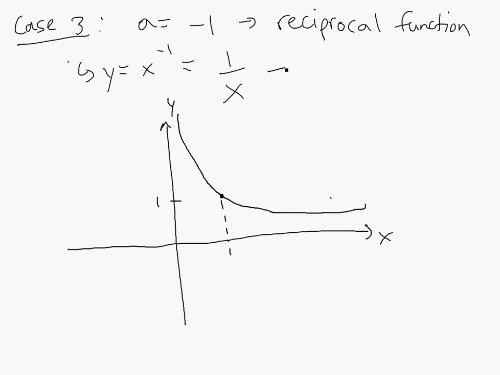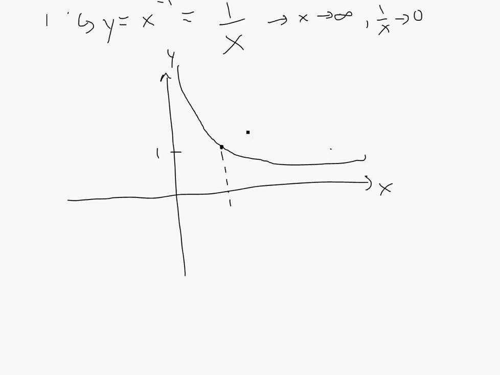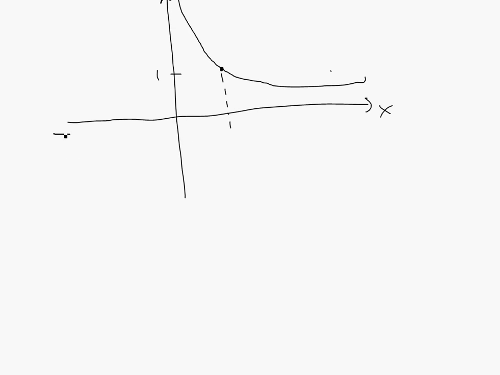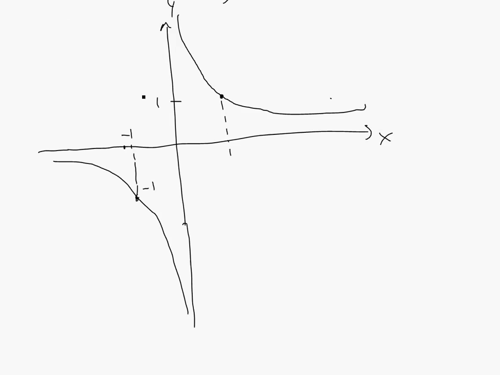So as x goes to infinity, 1 over x goes to 0, and vice versa. And then if you go to the negative side, it's going to be similar to that, except it's going to be negative now. It's going to be like this, and there's an asymptote there. Again, this one is -1 for -1, and that's 1. So that's basically how this curve looks.